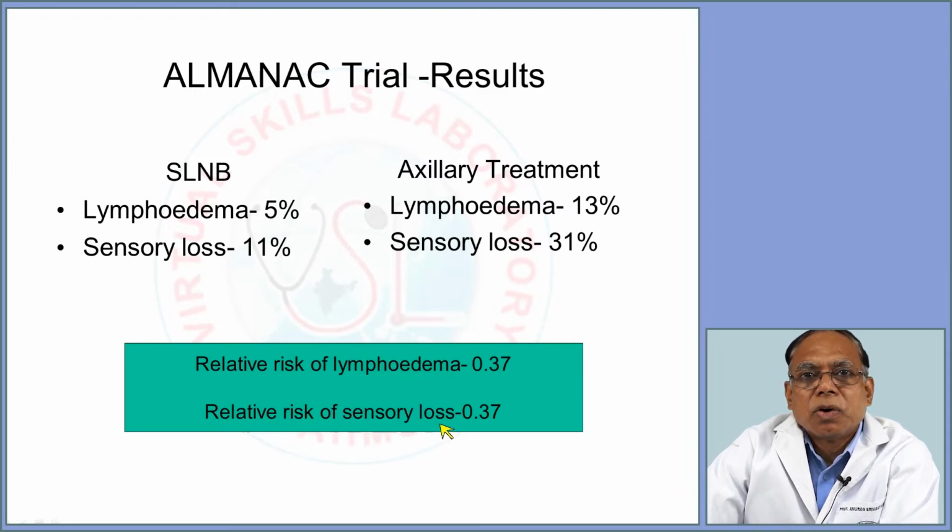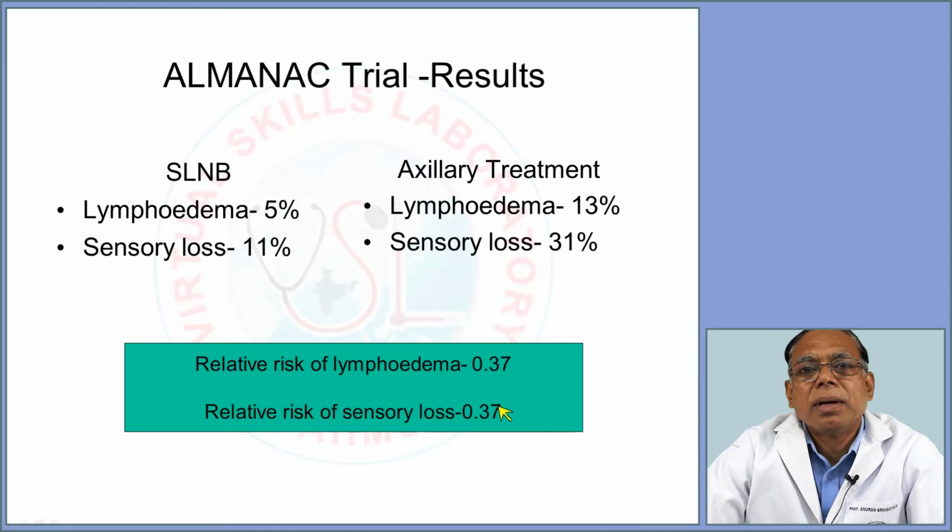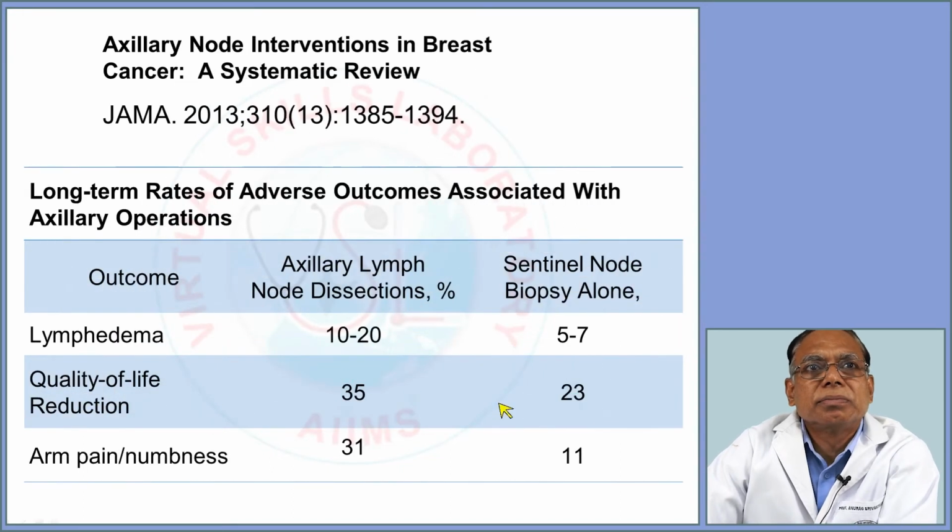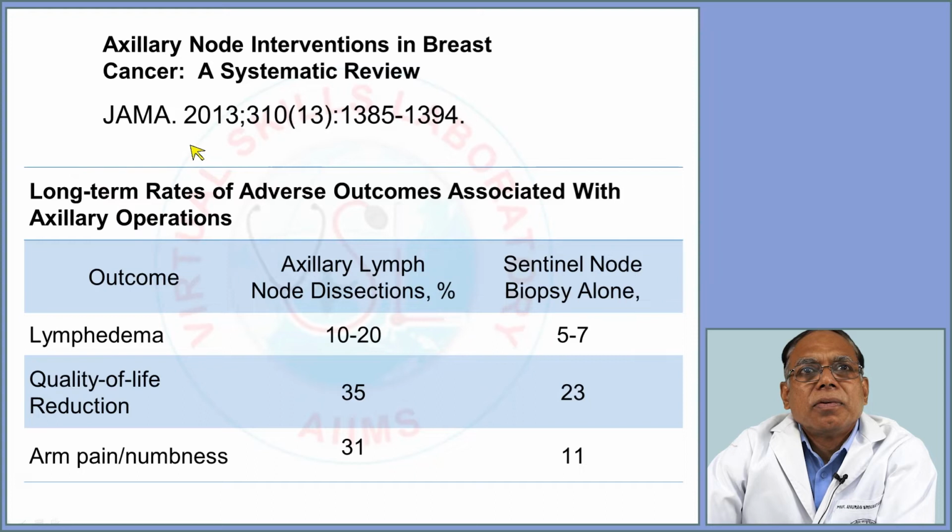Similarly, the risk of sensory loss was also reduced to 0.3, or 1/3, by performing sentinel node mapping compared to full axillary dissection. Since then, a large number of trials have been published in the literature, and this is a summary of a systematic review published in the Journal of the American Medical Association, JAMA, in 2013, where long-term adverse outcomes associated with different axillary operations are published.